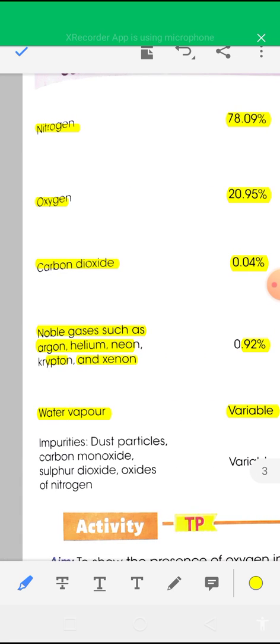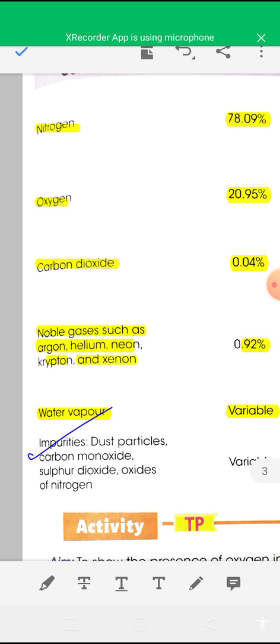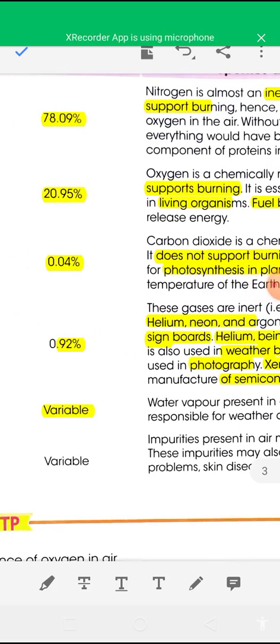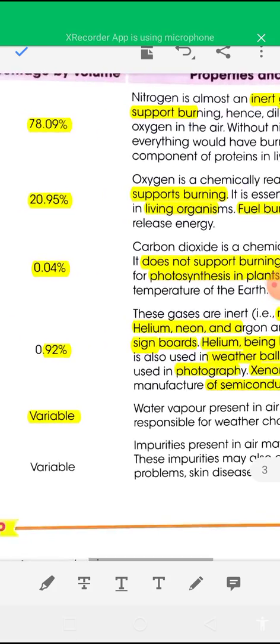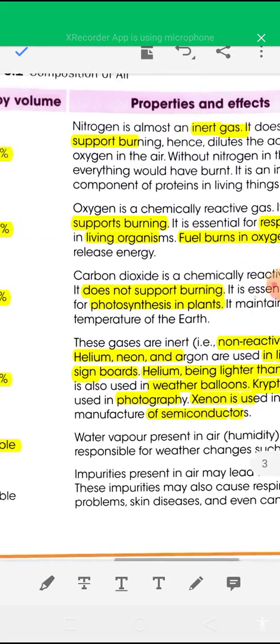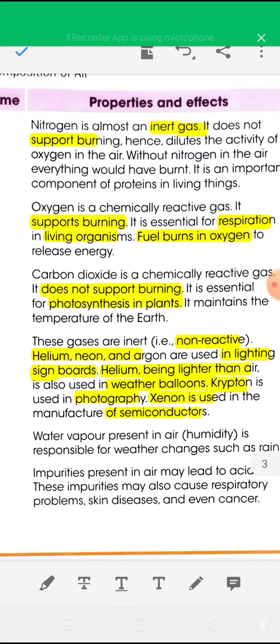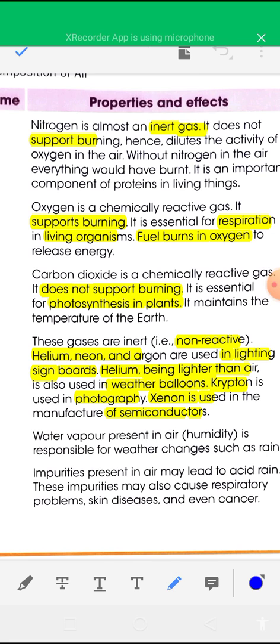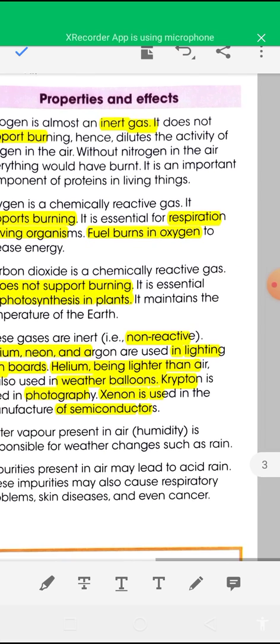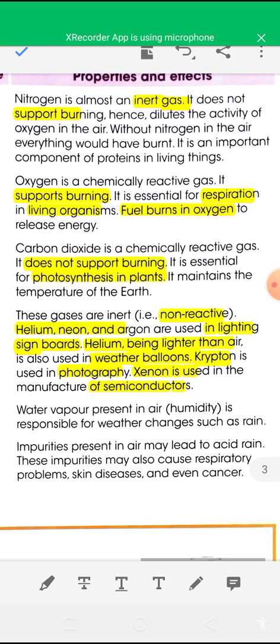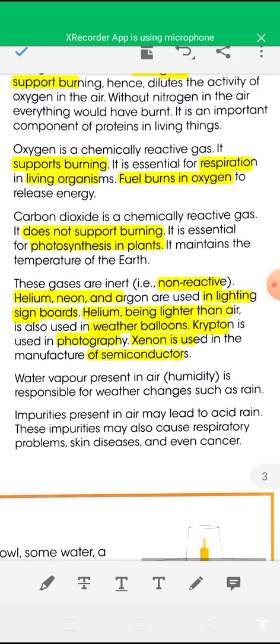Impurities such as dust particles, carbon monoxide, sulfur dioxide, and oxides of nitrogen are also present, and there is no fixed composition. Now the effects of these impurities: impurities present in air may lead to acid rain. These impurities may also cause respiratory problems, skin disease, and even cancer.